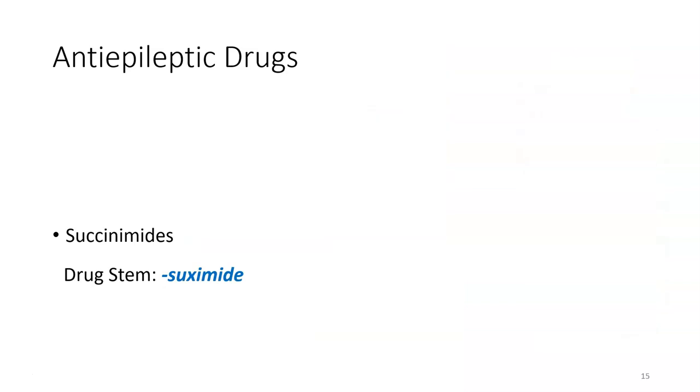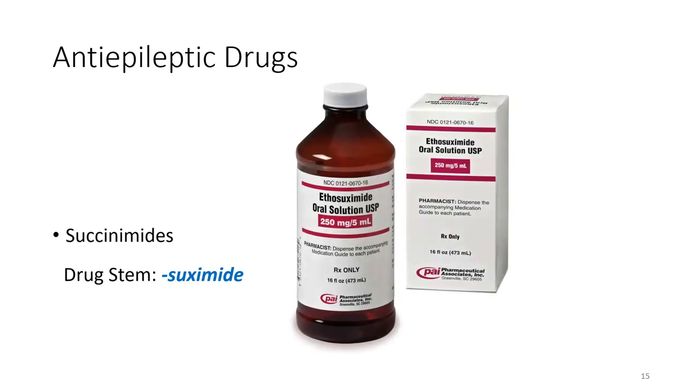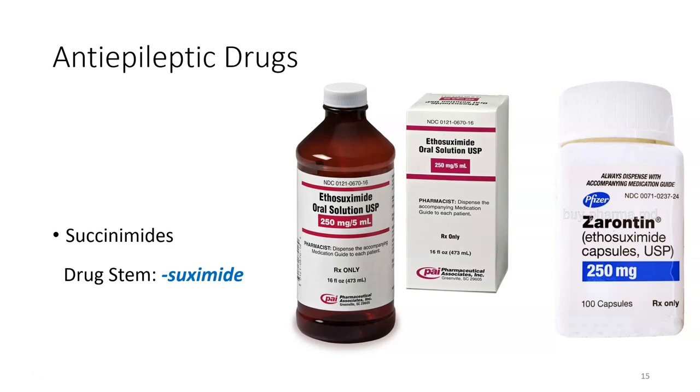The next drugs I'm covering are the succinimides. Succinimides have the drug stem of succinimide. These drugs are used to treat absence seizures. So these aren't for a convulsive seizure, but for absence seizures. They're not a controlled substance, and the drug is ethosuximide, which is known by the brand name of Zarontin.